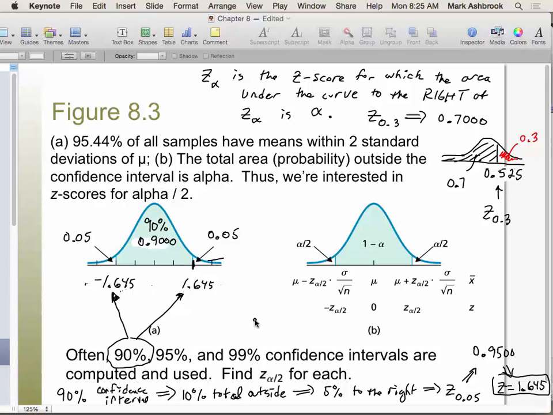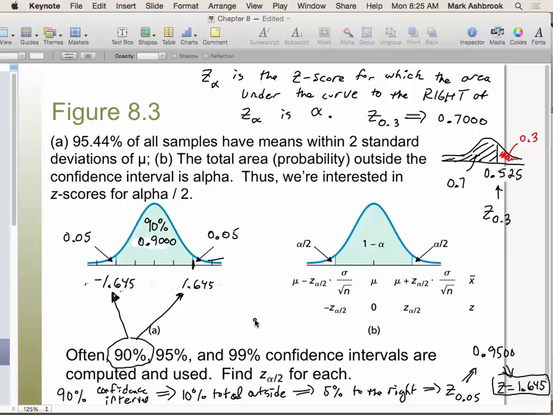All right. You guys good? So for a 95% confidence interval, what did you get for the z-scores? What did you guys get? 1.96 and negative 1.96. Everyone get that? Anytime they ask you for a 95% confidence interval, you're going to use those values. You don't have to do that again.